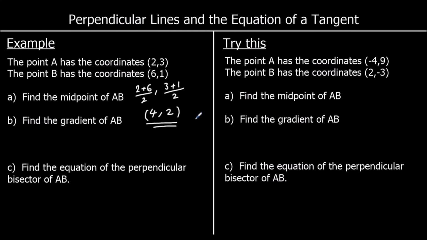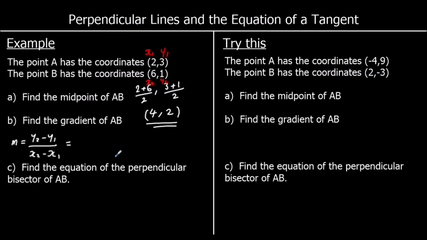Find the gradient of AB. The gradient is the change in y over the change in x. So for every one it goes across, how much it goes up or down, or the change in y over the change in x. So y2 minus y1 over x2 minus x1. And we can label our coordinates x1, y1 and x2, y2. So let's substitute them in.